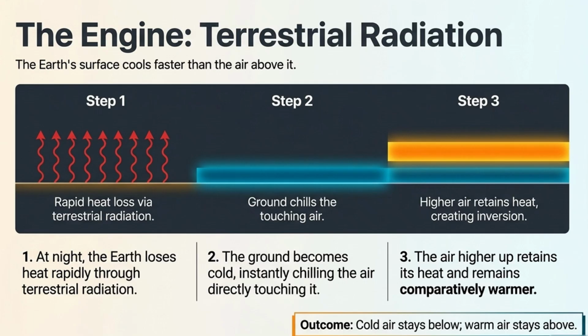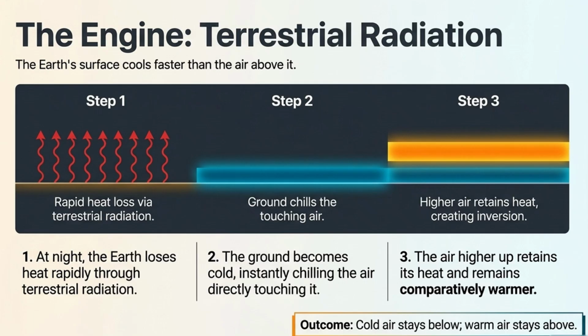Let's understand it step by step. Step 1. At night, the Earth's surface loses heat very quickly through terrestrial radiation. Step 2. As the ground becomes colder, it cools the air that is directly touching it. This cold air is heavier, so it stays close to the ground. Step 3. The air higher up does not lose heat as quickly, so it remains comparatively warmer. As a result, we get a layer of cold air near the surface and warm air above it. This is called temperature inversion.